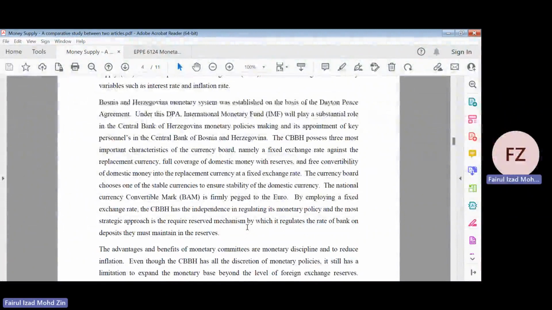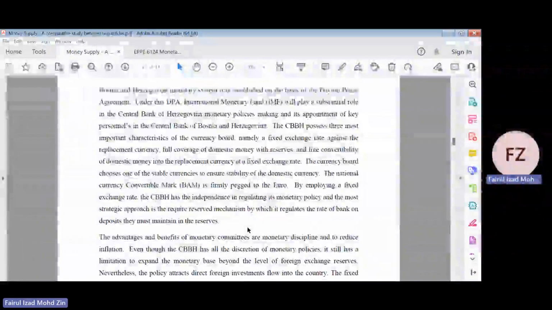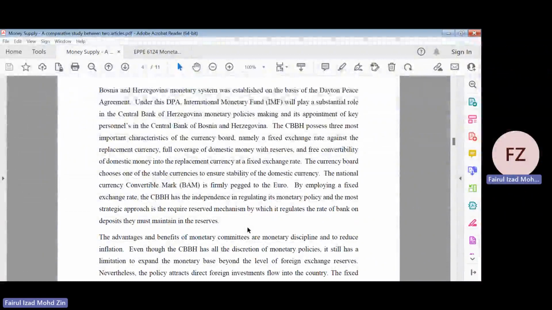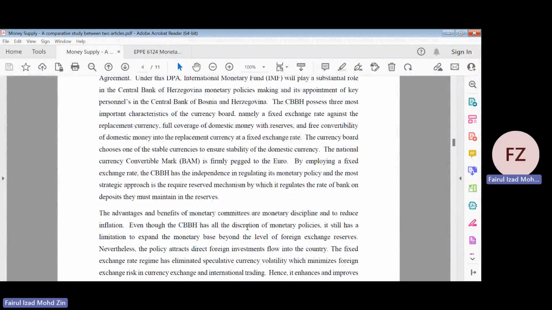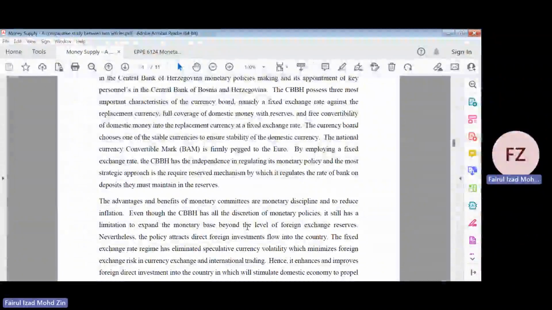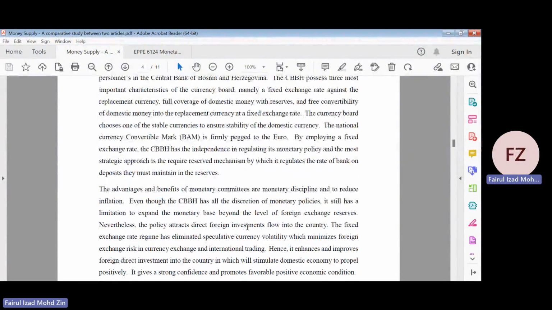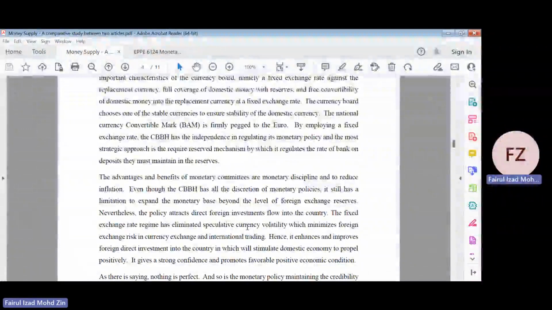By employing a fixed exchange rate, the CBBH has independence in regulating its monetary policy, and the most strategic approach is the required reserve mechanism, by which it regulates the rate of bank deposits they must maintain in the reserve. The advantage and benefit of monetary committees are monetary discipline and reduced inflation. Even though the CBBH has all discretion over monetary policies, it still has a limitation to expand the monetary base beyond the level of foreign exchange reserve.